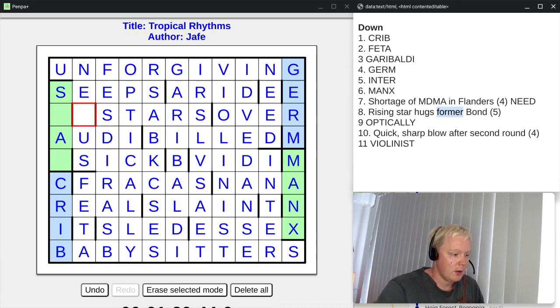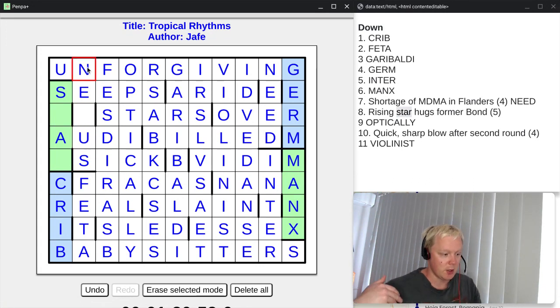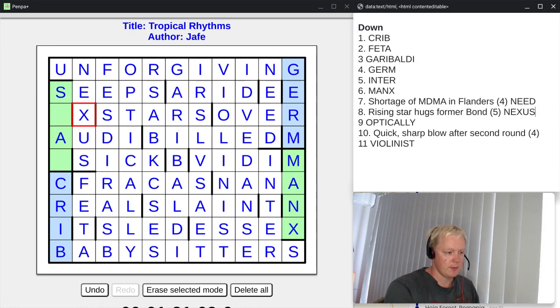One star, one example of a star. So SUN, that is rising. This is a down clue, so we are writing upwards. SUN hugs, contains the word EX, X for former. And a nexus is a connection, a bond. So nexus is the answer there.